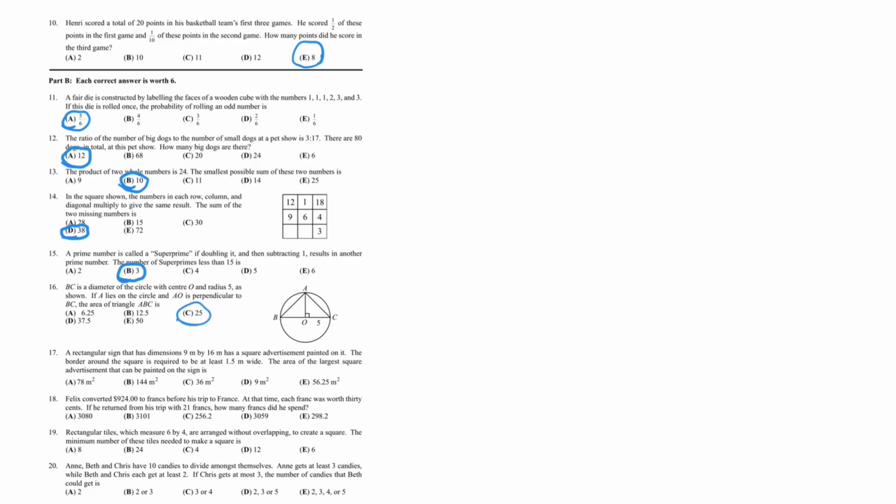Number 17. A rectangular sign that has dimensions 9 meters by 16 meters has a square advertisement painted on it. The border around the square is required to be at least 1.5 meters wide. The area of the largest square advertisement that can be painted on the sign is?